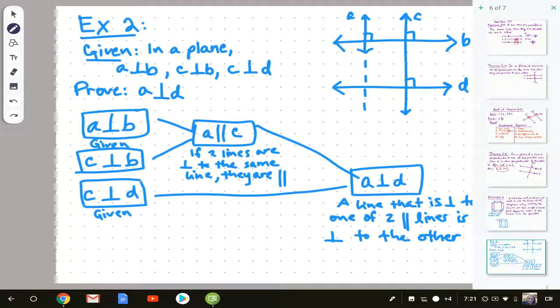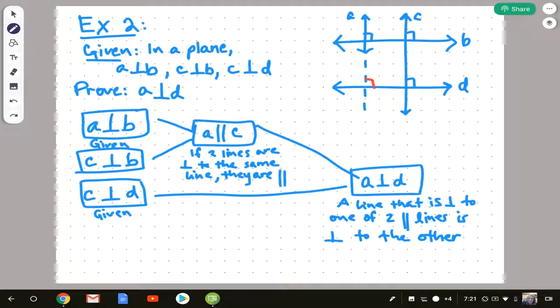All right, here's example 2. I'm given this picture on the right side here, and it says in a plane, A is perpendicular to B, C is perpendicular to B, and C is perpendicular to D. So everything that's written in the given information is drawn in. What I'm trying to prove is that A is perpendicular to D, so I want this to be true.